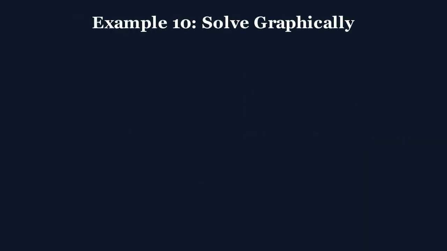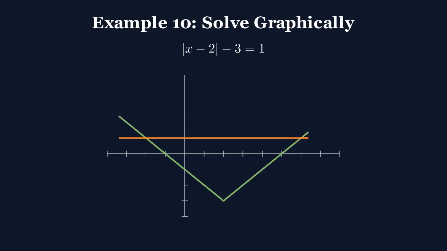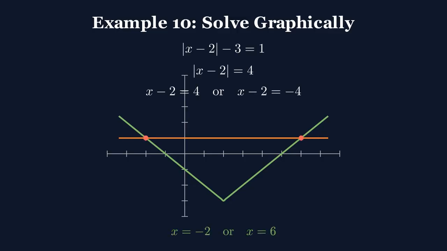Example 10. Solve |x - 2| - 3 = 1. First add 3 to both sides. That gives |x - 2| = 4. So x - 2 = 4, or x - 2 = -4. The solutions are x = 6 or x = -2. Graphically, these are the two intersections with the horizontal line y = 1.